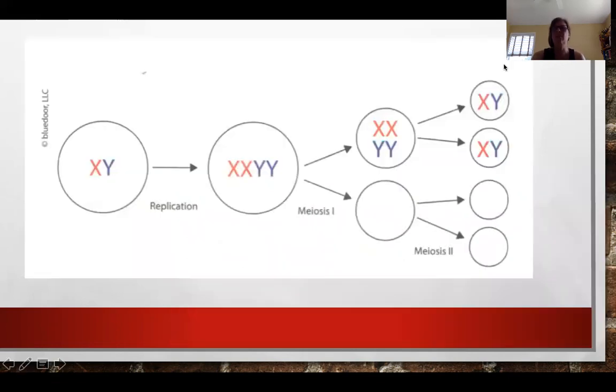Now, in your lab book, the first thing it asks you to do, on page 152, is to have non-disjunction in meiosis 1. So they went ahead and did that for you. Notice that we're going to be n plus 1, n plus 1, n minus 1, n minus 1 here.